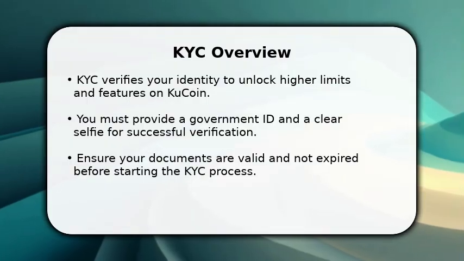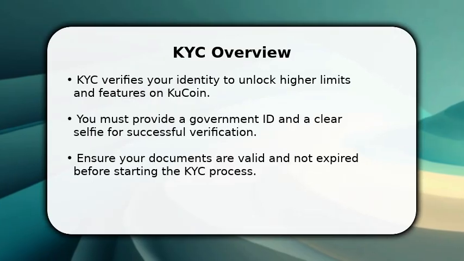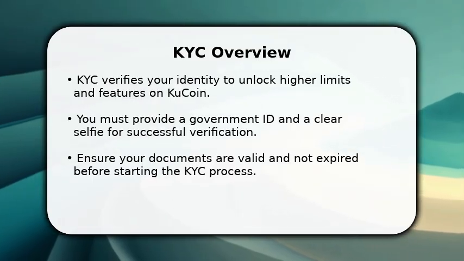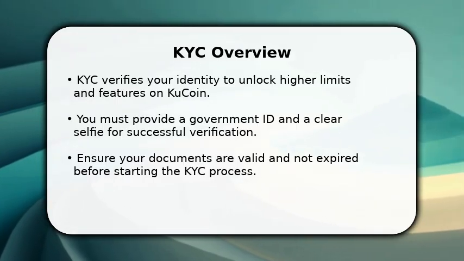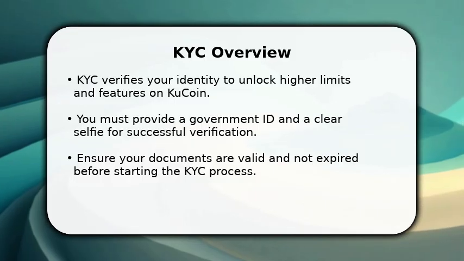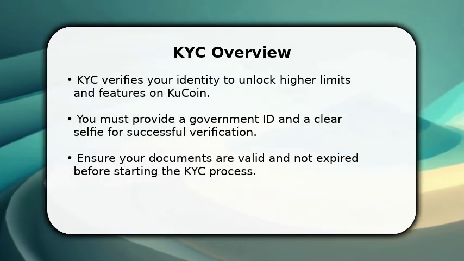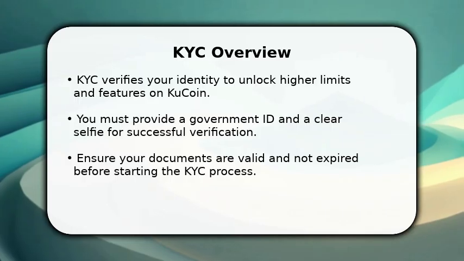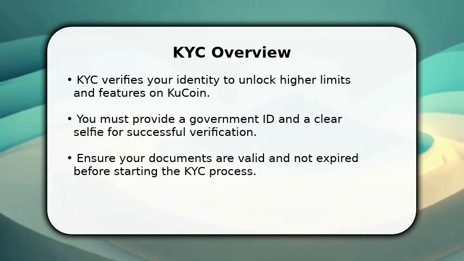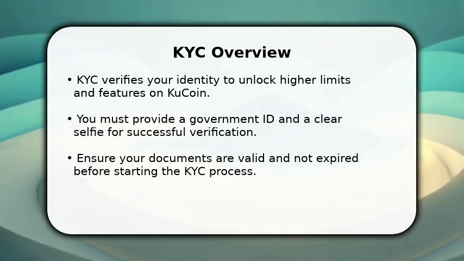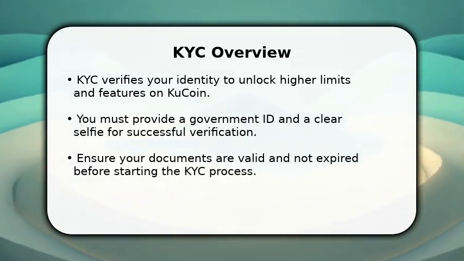In this video, I will show how to do Kucoin KYC, easy method. Begin by gathering your government ID and a clear selfie so you can complete the steps without delays. Open the Kucoin app, go to Account Security, then choose Identity Verification. Follow prompts carefully, enter accurate details, and upload high-quality photos for faster approval and fewer rejections.